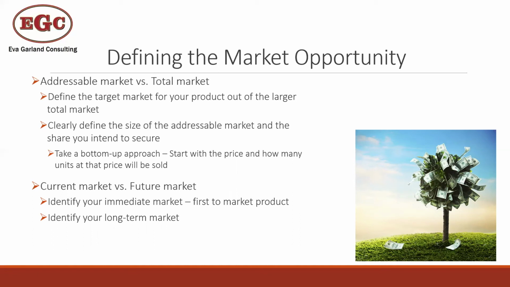And unfortunately, there's some areas that they just don't keep real good numbers on. So you just have to do your best for if there's other products that are targeting your addressable market, and what are their sales like and how long have they been on the market. Sometimes you really have to pull together different pieces of information to be able to define this. And generally when you're doing this, you want to take a bottom-up approach. So start with the price of your product and how many units will be sold at that price. This allows you then to generate some idea of what your market opportunity is.